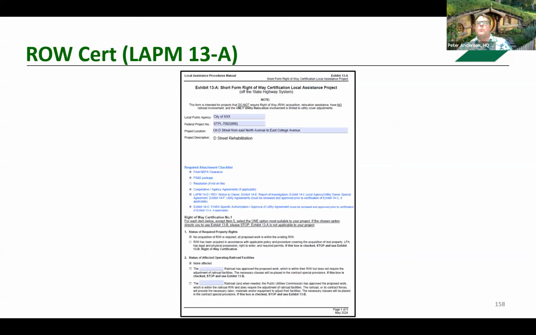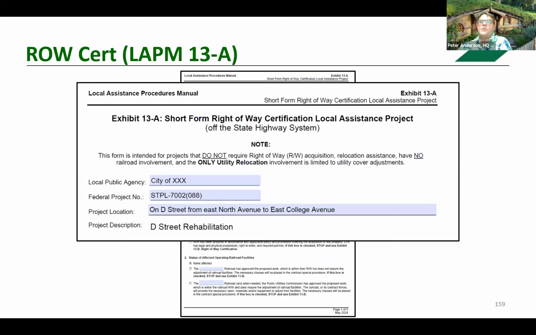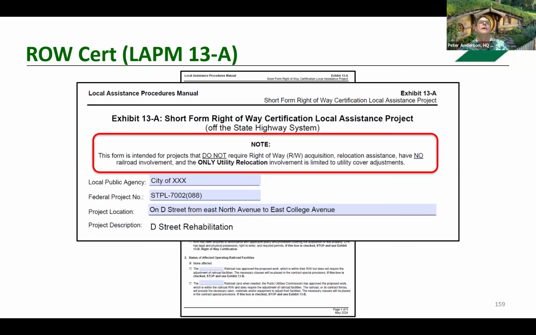Our next document reviews the right-of-way cert. To refresh your memory, there are two different certs for off system. In this case, we're going to look at the short form. Again, looking at the project description is important to ensure the location. And there's a note here. This form is intended for projects that do not require right-of-way acquisition, relocations, and have no railroad. Only the utility relocation involvement is limited. So only utility relocation involvement. It's really utility cover adjustments.